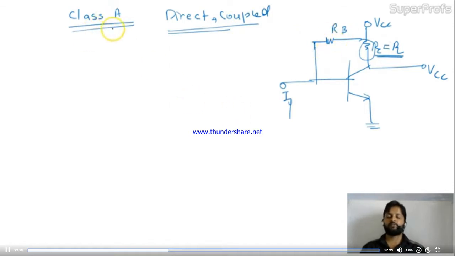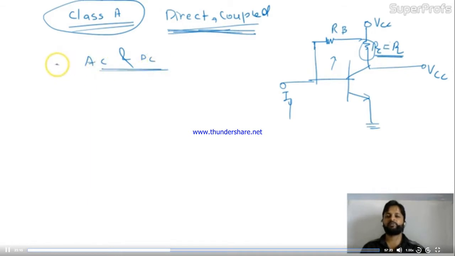So how to proceed now? In the class A amplifier, we have chosen the direct coupled amplifier. Now this is the circuit given over here. So this is the circuit in which both AC and DC are present. So we have to do AC analysis and then DC analysis.